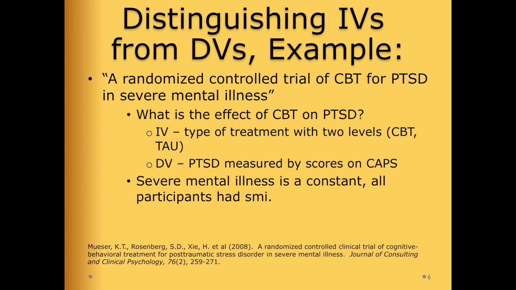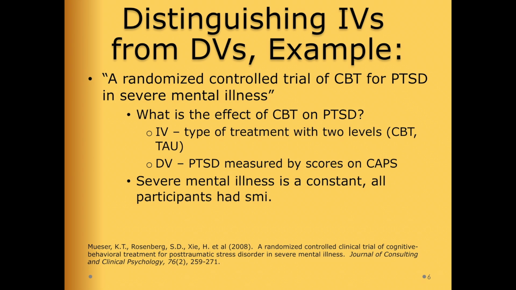By way of an example, Musser and colleagues published a journal article in 2008 with the title A Randomized Controlled Trial of Cognitive Behavioral Treatment for Post-Traumatic Stress Disorder in Severe Mental Illness. Please see the citation at the bottom of this slide. Rephrasing and simplifying the title, we could say, what is the effect of CBT, cognitive behavioral therapy, on PTSD?